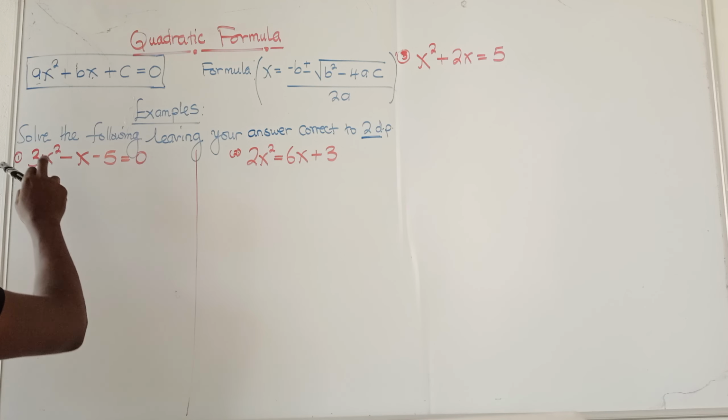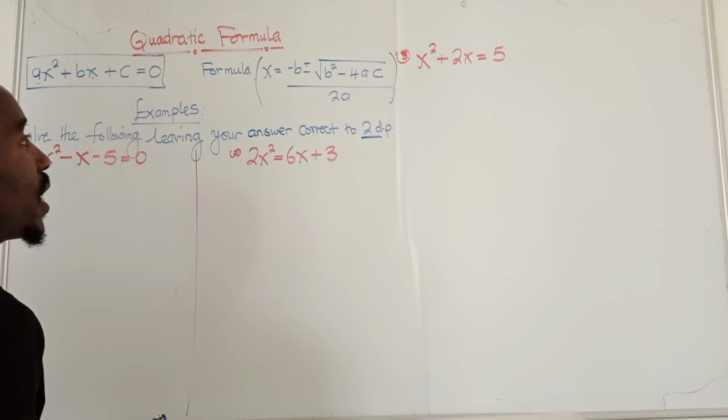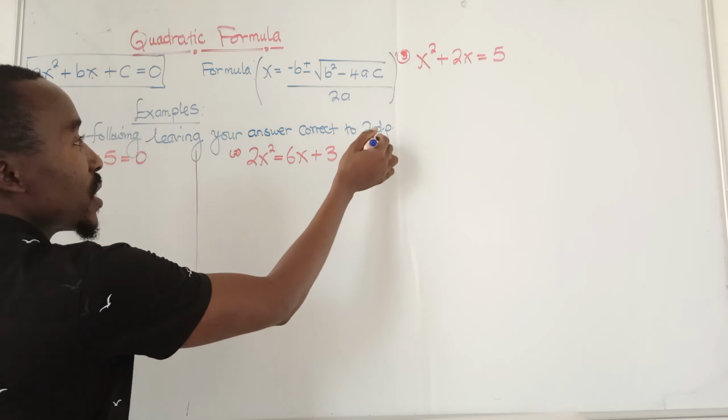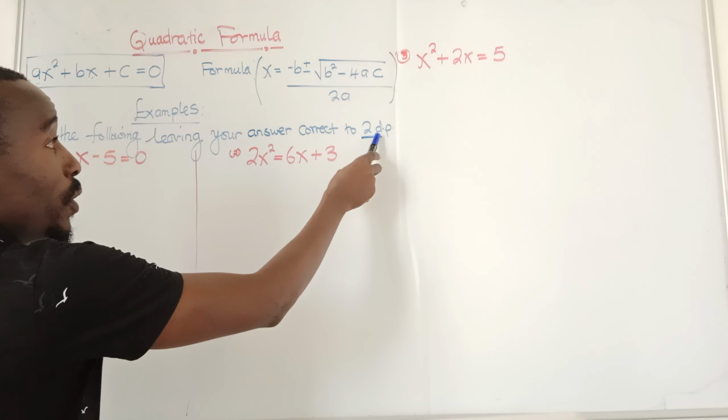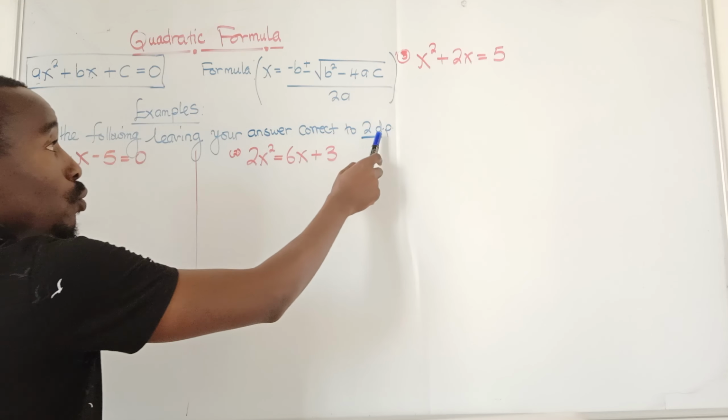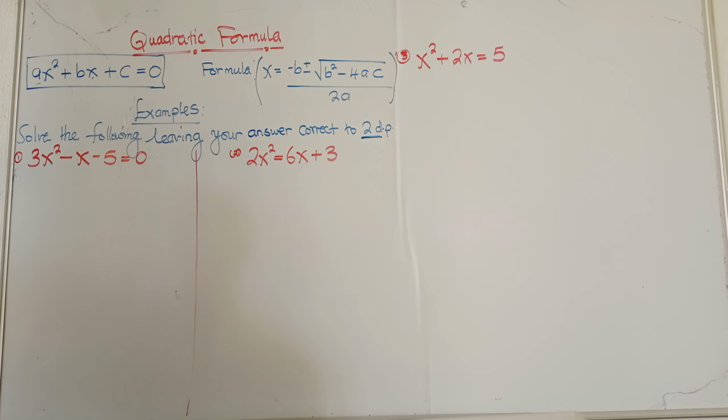Now, solve the following, giving your answer correct to 2 decimal places. Now, you should take note of this. Always your answer should be left to 2 decimal places. Now, let's go to number 1.